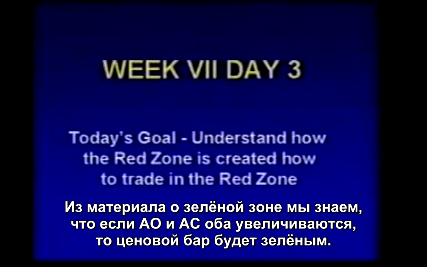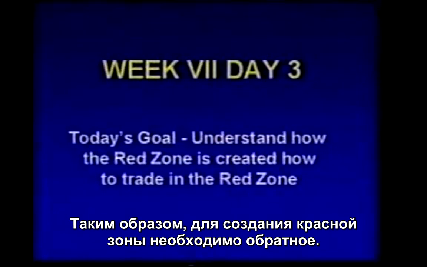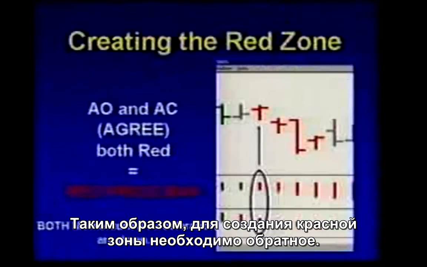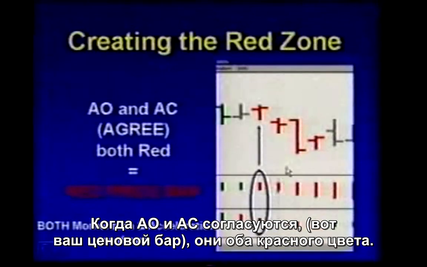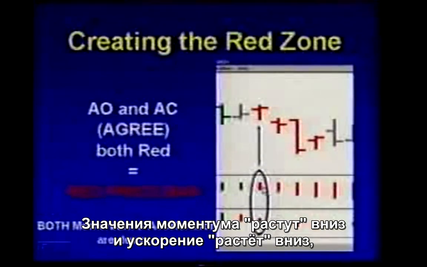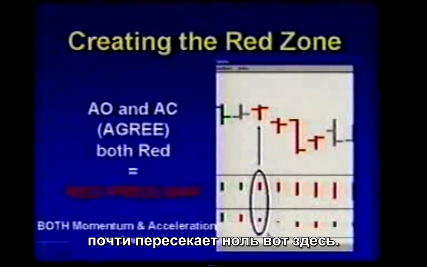Now we know that from the green zone, if the AC and the AO are both up or increasing, you're going to have a green price bar. So now it's going to be just the opposite to create the red zone. If the AO and the AC agree, there's your price bar. So they're both red. Momentum is increasing to the downside, and acceleration is increasing to the downside, almost crossing 0 here.